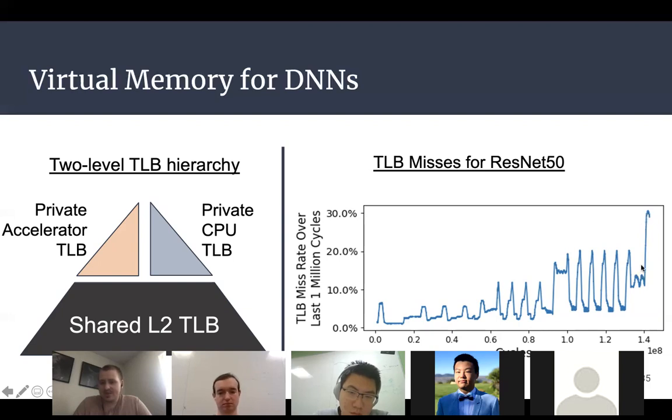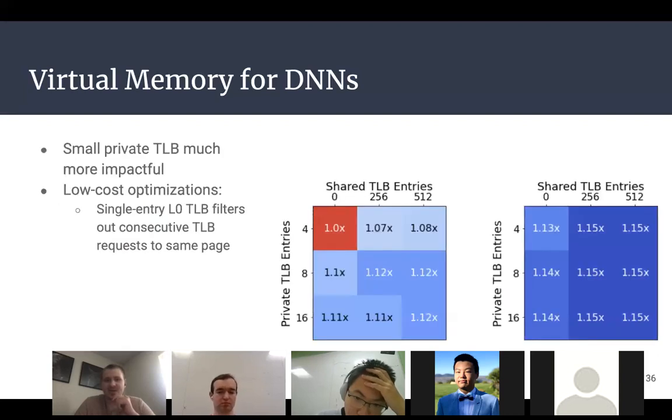You can see it's very bumpy, cyclical. I'm not sure what the right word is. It goes up and down a lot, but towards the end, the TLB miss rate can actually get pretty bad, up to 30% for a ResNet 50 run. This might be because the operations are tiled, so the memory access can actually be pretty scattered.